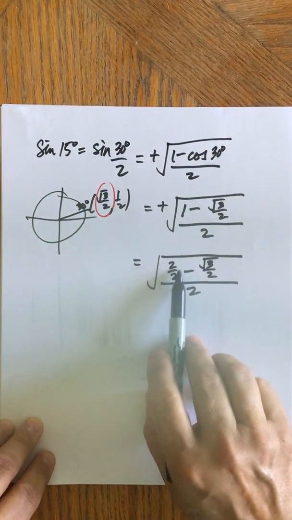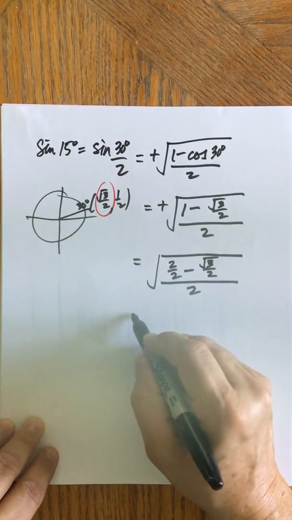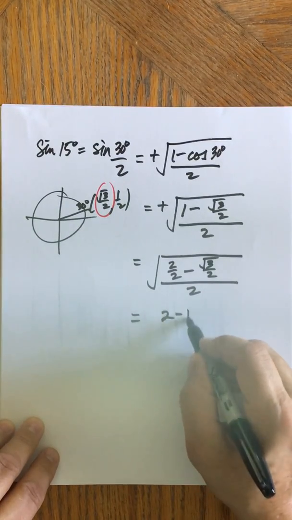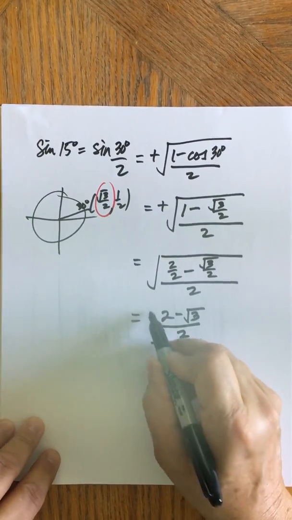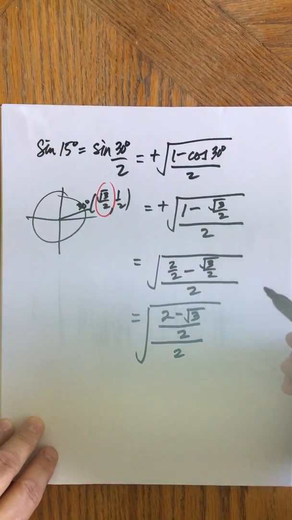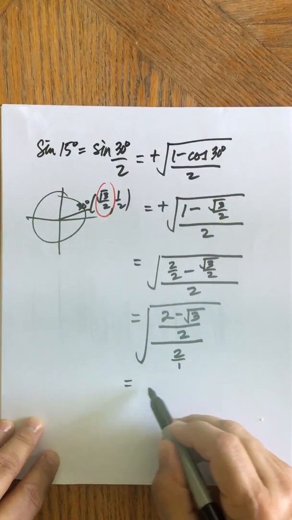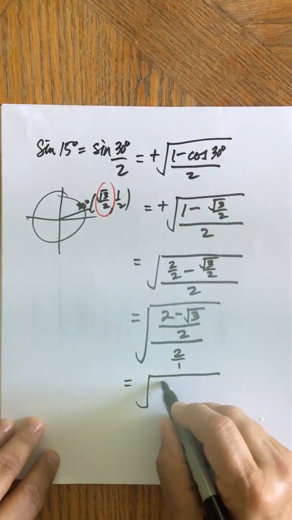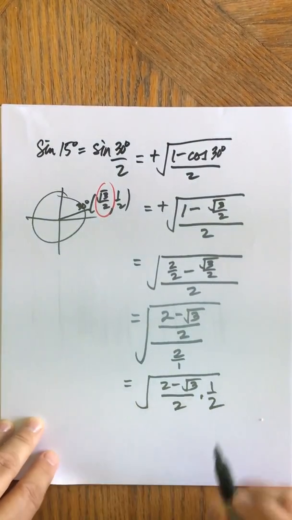So now I've got the same denominator, but I can't really subtract 2 and a square root 3, so I kind of have to just leave it. 2 minus square root 3 all over 2, and then all over 2, and the square root of that. So now this is really 2 over 1, so I'm going to flip and multiply and say that's square root of 2 minus square root 3 over 2 times 1/2.